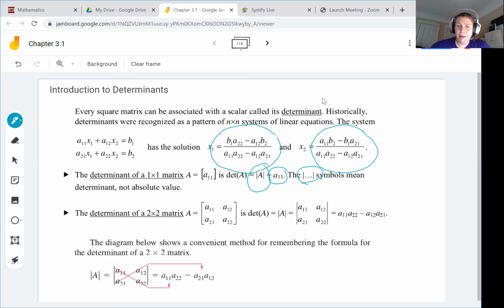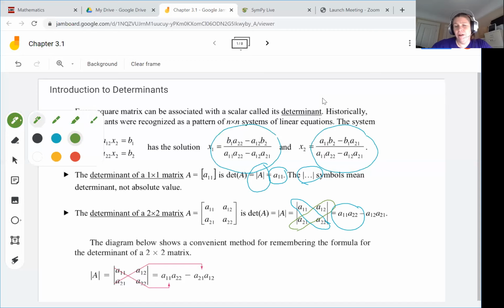And then we find that by multiplying the diagonal from A11 to A22 and subtracting from that the diagonal A12 times A21. And so our diagram down here shows a convenient method for remembering the formula for the determinant. You think about the diagonal that I've done in blue here as the first product, and you subtract from that the diagonal on the other side that I've done as the green product here.